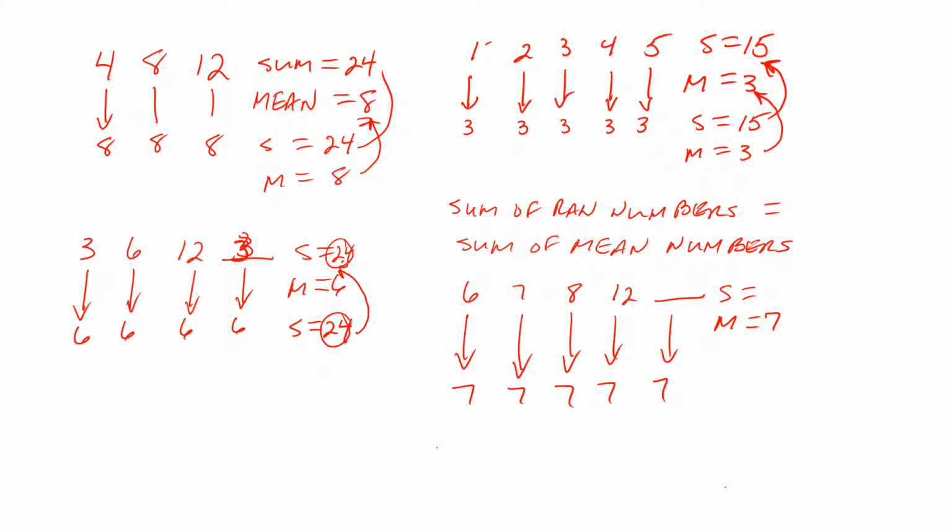If I add up these, 1, 2, 3, 4, 5 sevens, the sum of 5 sevens is 35. And remember that the sum of the raw numbers has to be the same as the sum of the mean numbers. So I know that this sum has to be 35. Well, how much do I have so far? I have 6 and 7 is 13, and 8 is 21. 21 and 12 is 33. I just need 2 more to get to 35. So that last number has got to be a 2.